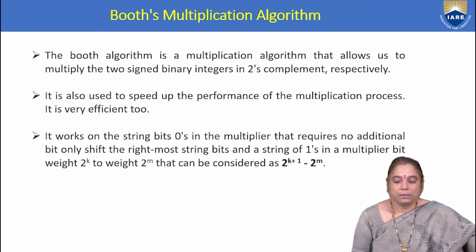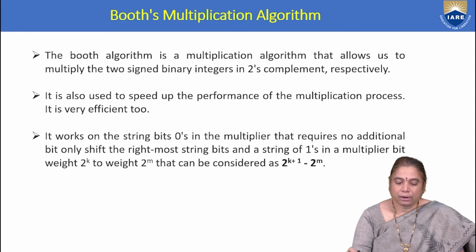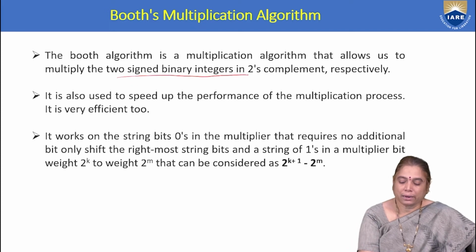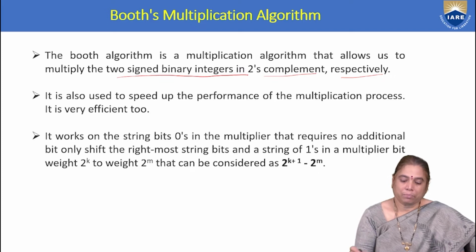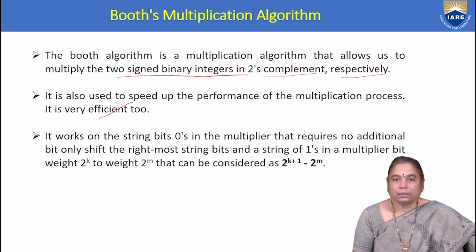The Booth algorithm is a multiplication algorithm that allows us to multiply two signed binary integers in 2's complement respectively. Here the signs have to be preserved after the multiplication process, and 2's complement numbers can be considered. It is also used to speed up the multiplication process, so it is very efficient. The efficiency is measured with time and space. Both are optimized in the case of the Booth multiplication algorithm.